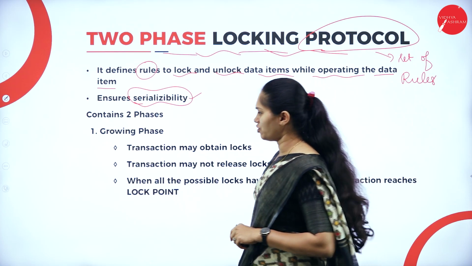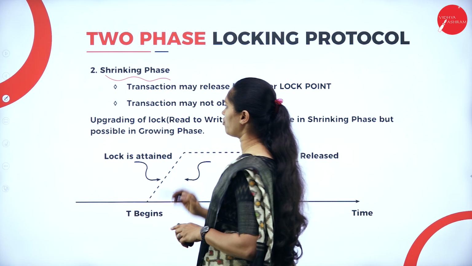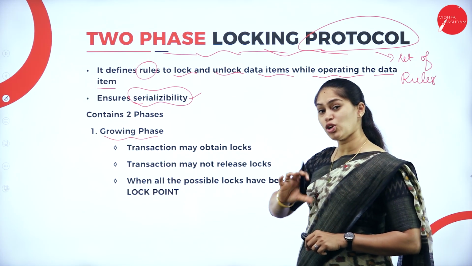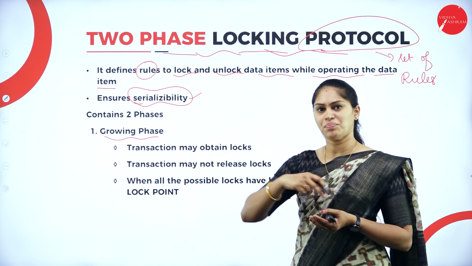And mainly it consists of two phases. One is the growing phase and the second one is the shrinking phase. As the name indicates, growing phase. Always when a transaction gets started, it has to grow.